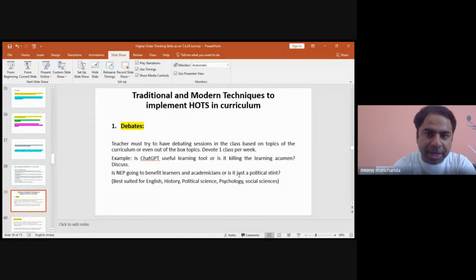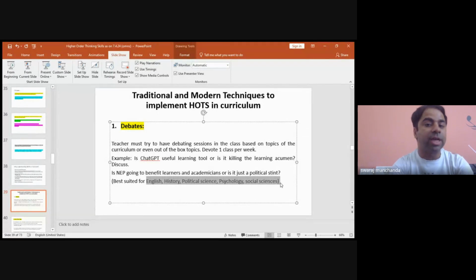So use debating. It is very suitable for English, history, political science, psychology, and social sciences. Great technique. And you can use trending topics. ChatGPT, useful learning tool, or is it killing the learning acumen?